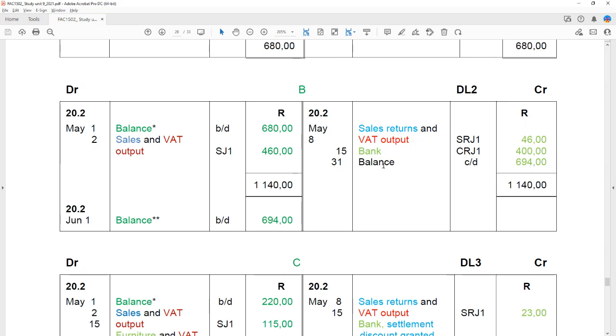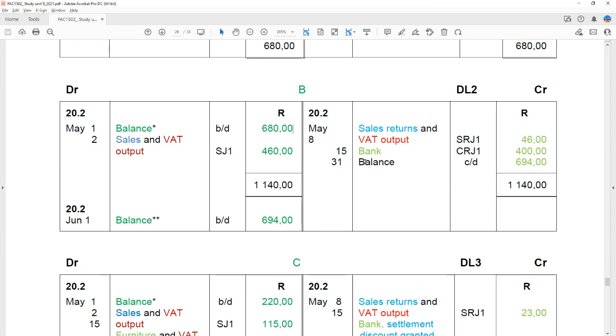And remember, if this was a creditor, our transactions would have been on the other side. So our balance brought down would have been here on the credit side, and then our balance carried down would have been on the debit side, and our balance brought down for the new month would have been on the credit side. So it doesn't say that, so don't be confused that when it's on the debit side it will be brought down and when on the credit side it's carried down.